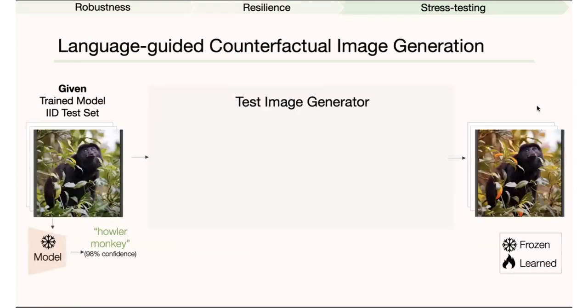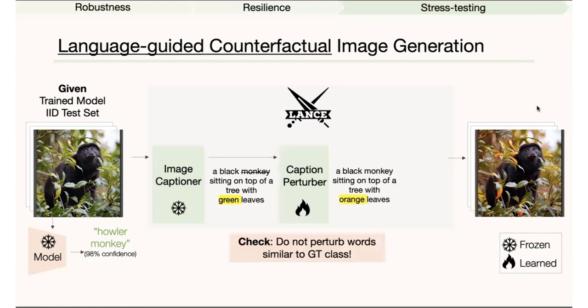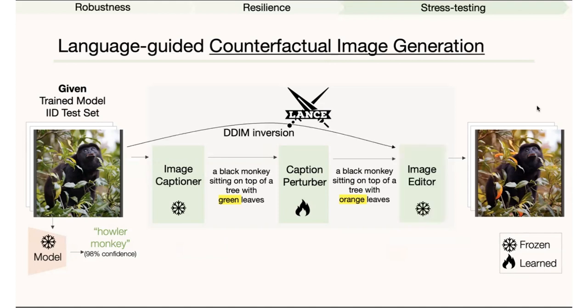So that's exactly what we try to do: language-guided counterfactual image generation. Given this test set and trained model, we first generate a caption, like a black monkey sitting on top of a tree with green leaves. We perturb this caption, and I'll talk about how shortly, to change only one particular aspect of it, but we do not allow edits to any word that is similar to the ground truth. So we don't want to mutate the ground truth. We ensure that.